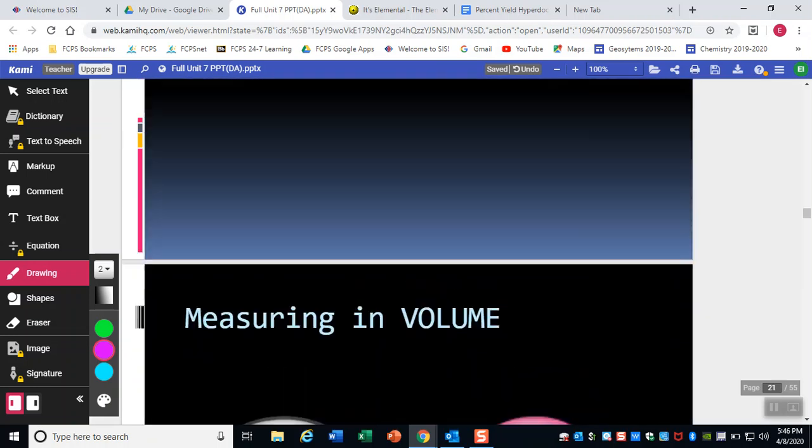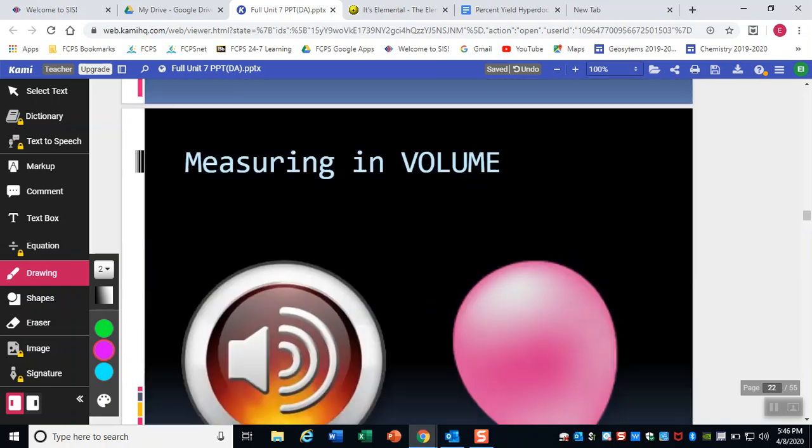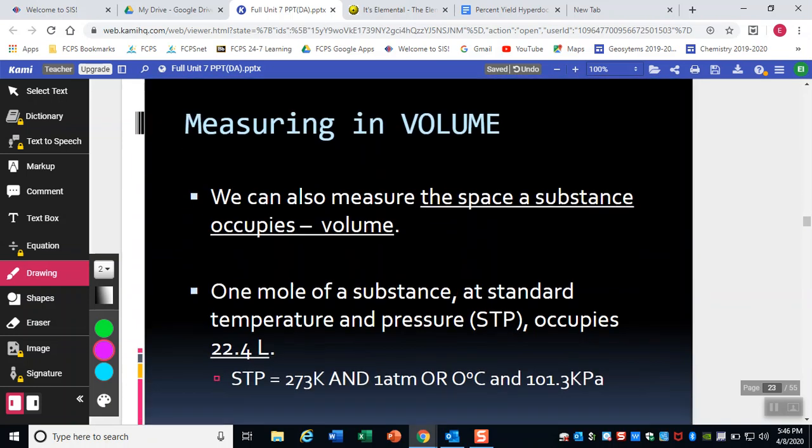Okay, so that is a molar mass. All right, that's a review of that.